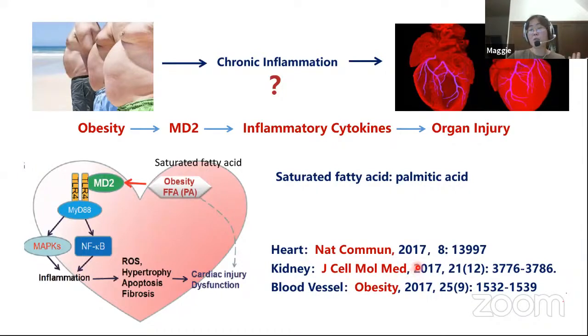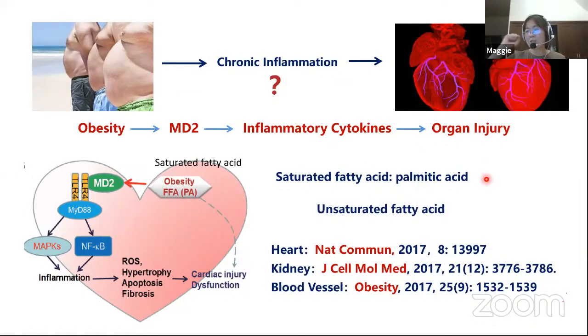And then back to the clinic. If we have compounds to block inflammation in obese people, then they can block organ injury in the patient. So in the clinic, we try to use anti-inflammation drugs to treat or to block cardiac or kidney injury in obese people. So this is also one kind of translational medical research, which is performed in our lab.